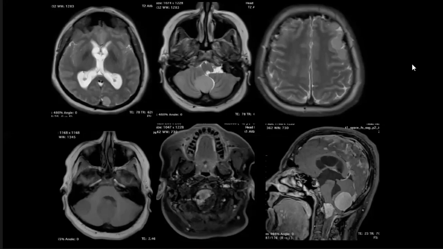Okay, so what is your impression? On the basis of my... Madam, considering patient's age and history, the lesion is T2 hyperintense with post contrast enhancement. Madam, it includes ependymoma, and as it's reaching up to the foramen magnum, so ependymoma. Patient is of 24 years, so astrocytoma is excluded.